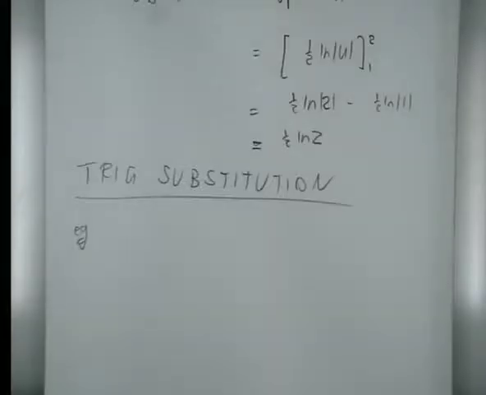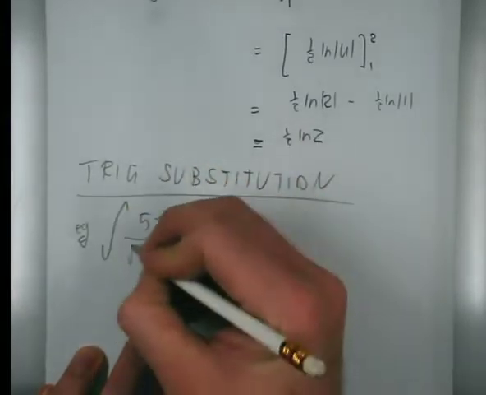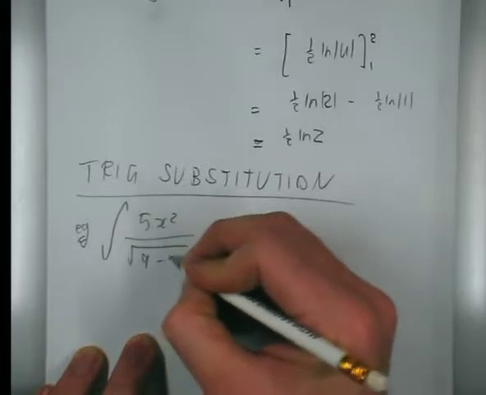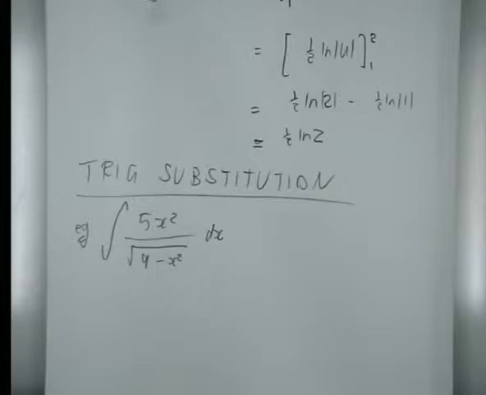Now I'm going to refer to my handy dandy book of integration examples. Yep, let's do this one. The integral of 5x squared over root 9 minus x squared dx.